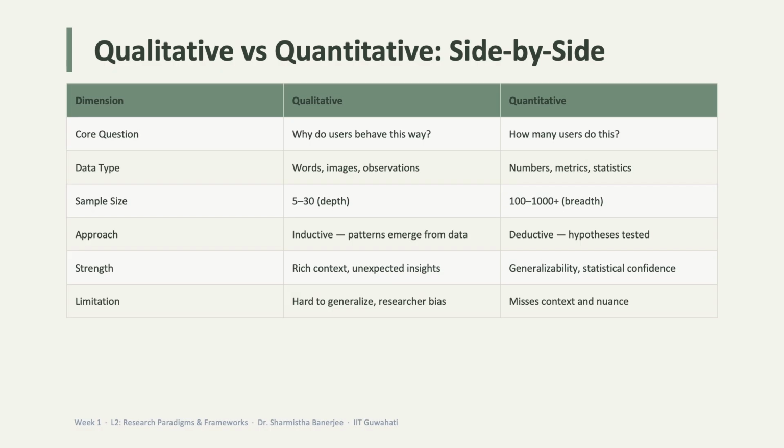If you are doing qualitative research, your approach is inductive, which means patterns will emerge from the data. When you are trying to do quantitative research, your approach is deductive, which means you have a hypothesis which says that something can be achieved, and you test whether your hypothesis works or not by collecting data. So the strength of qualitative research is that it is rich contextual data and it might result in unexpected insights.